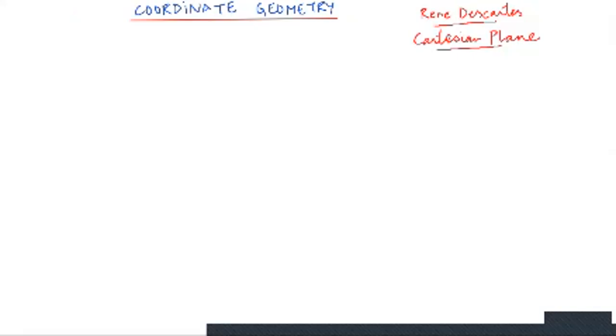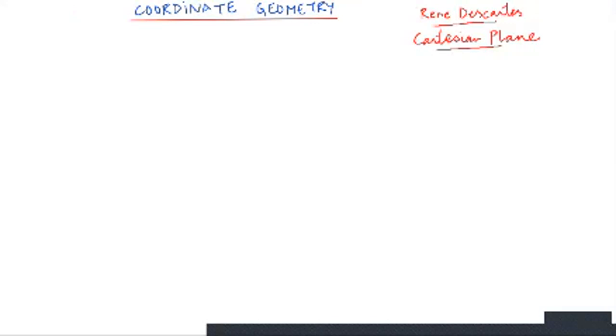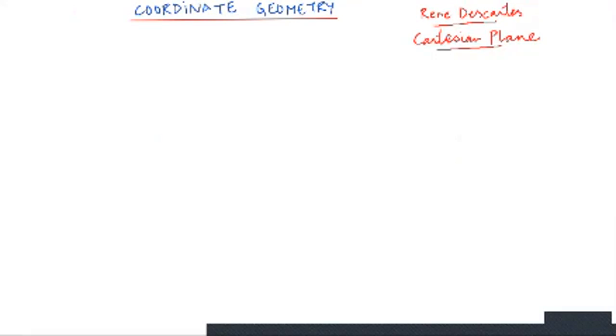All right, students. So we are going to start a new chapter, coordinate geometry. Well, the question comes, why is its name like this? Coordinate basically means this is the section of mathematics where algebra and geometry are coordinated. Somehow, when you understand coordinate geometry, you are able to interrelate algebra and geometry.